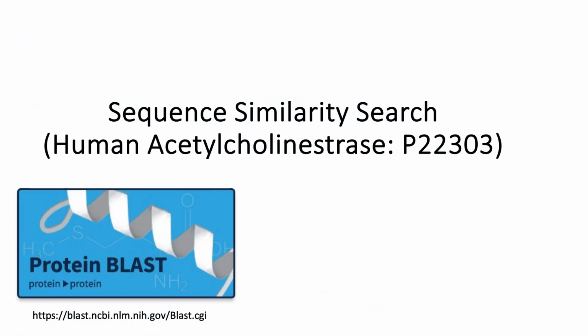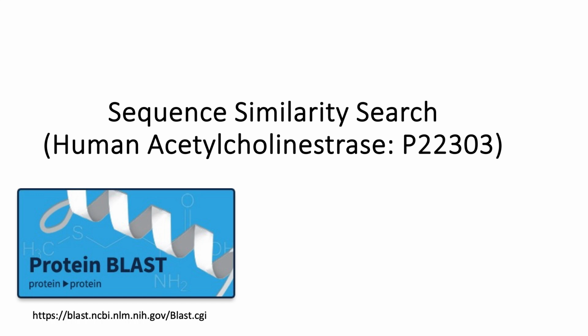In this section, we will perform a sequence similarity search for human acetylcholinesterase using the UniProt ID P22303. Acetylcholinesterase is an enzyme that breaks down the neurotransmitter acetylcholine, playing a crucial role in terminating synaptic transmission. Understanding the sequence similarity of acetylcholinesterase can provide insights into its evolutionary relationships and functional conservation across different species.